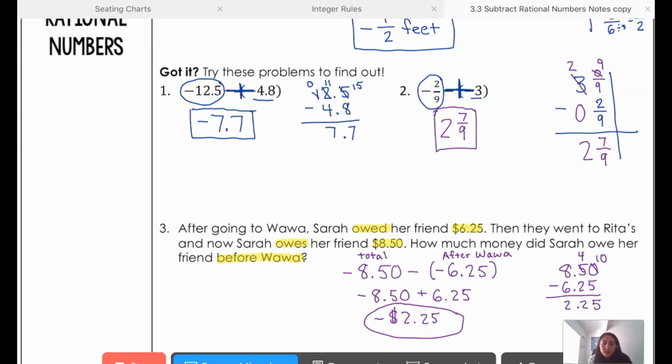So number 1 was negative 7.7, number 2 is 2 7/9, and number 3, before Wawa, she owed, so negative $2.25. You had the total amount she owed minus what she already owed before Wawa to get how much she owed after Wawa.